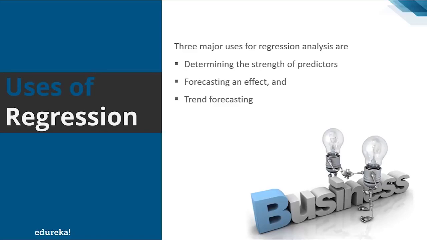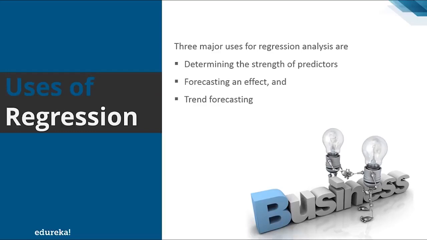Second is forecasting an effect. In this, regression can be used to forecast effects or the impact of changes. That is, regression analysis helps us to understand how much the dependent variable changes with the change in one or more independent variables. Fine. For example, you can ask a question like, how much additional sales income will I get for each $1,000 spent on marketing?